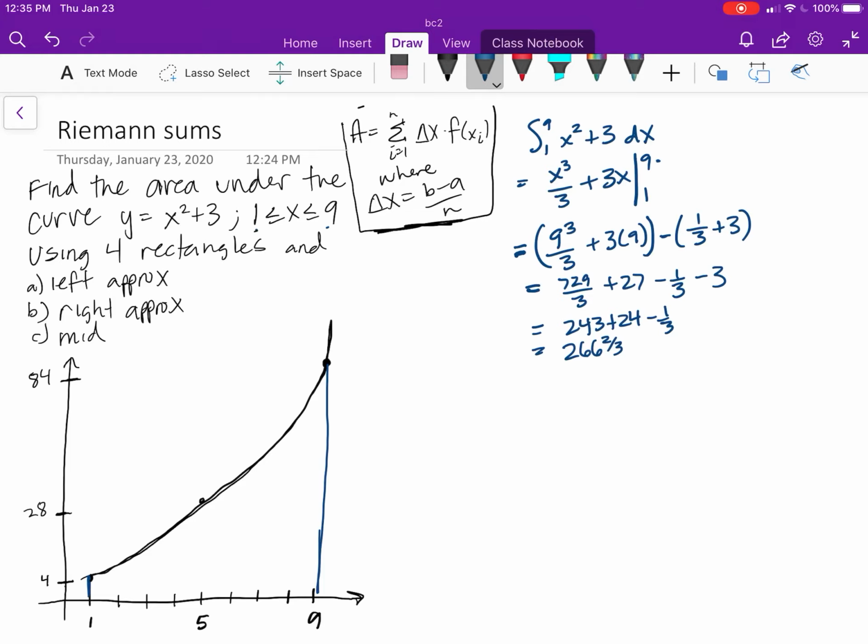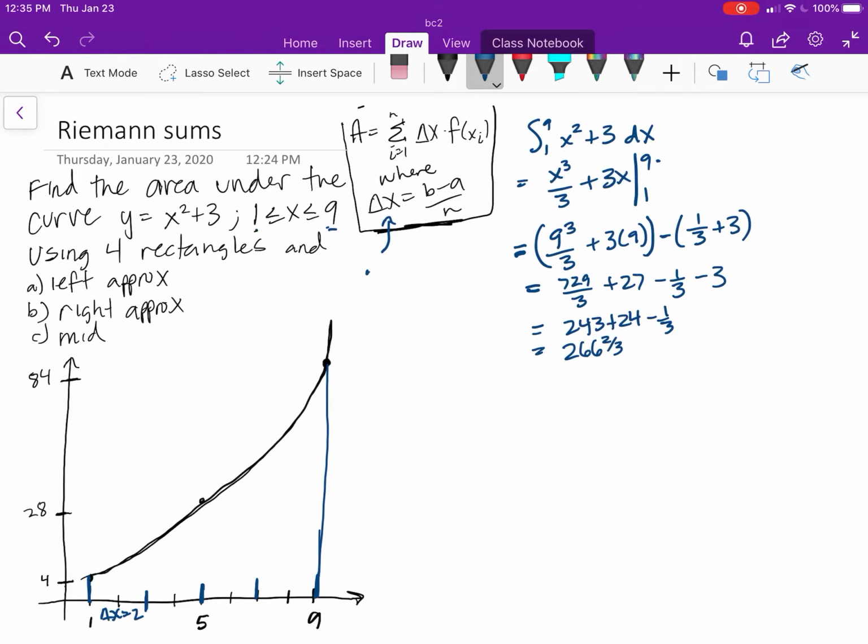A left point approximation using full rectangles. So what that is saying is, first off, split up from 1 to 9 into 4. I could visualize that by going every 2. Here's a rectangle, here's a rectangle, here's a rectangle, and here's a rectangle. So my delta x here is 2, but this could have been from 1 to 7, and then I can't exactly visualize this as a whole number.